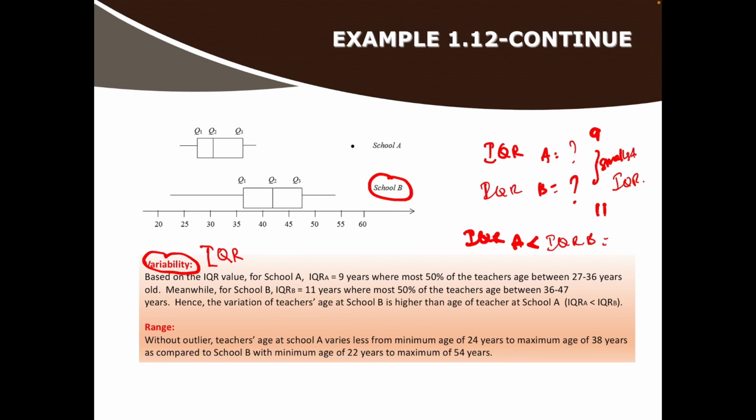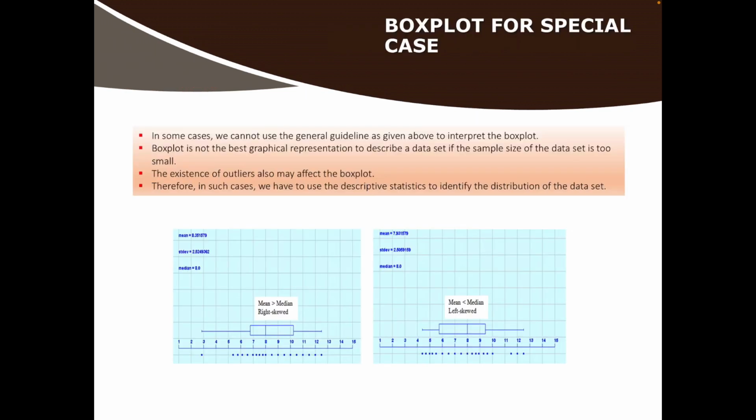So I mention again, when you want to compare more than one box plot, first compare the shape. Is it symmetric, right skewed or left skewed? Then compare the median values, and then compare the IQR for variability. Alright, so this is the box plot for the special case when you have approximately symmetrical.